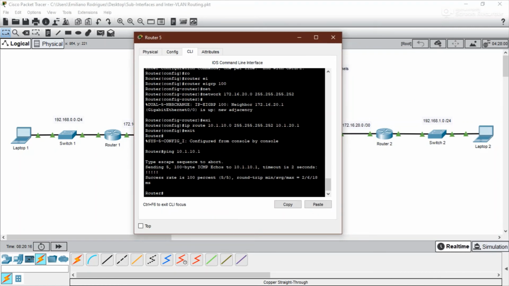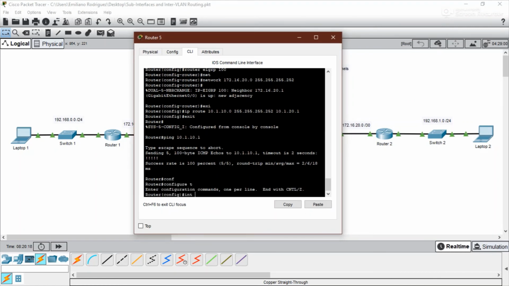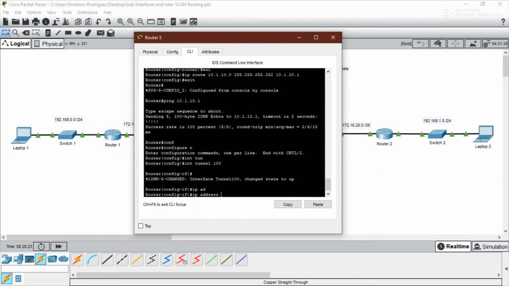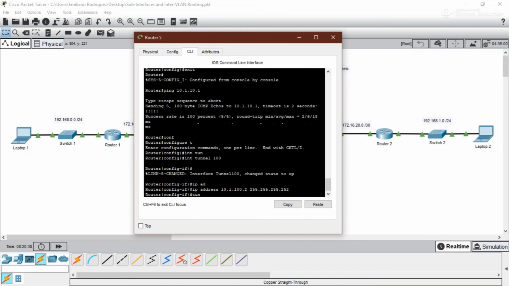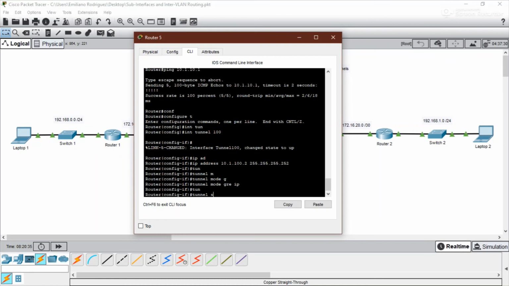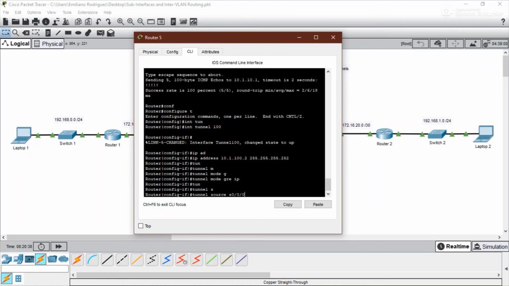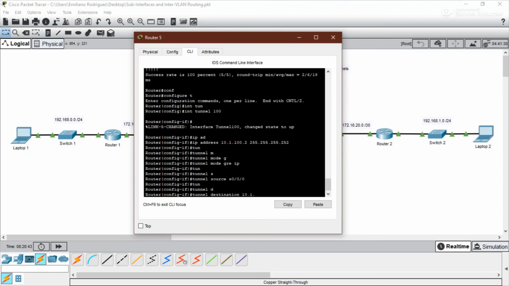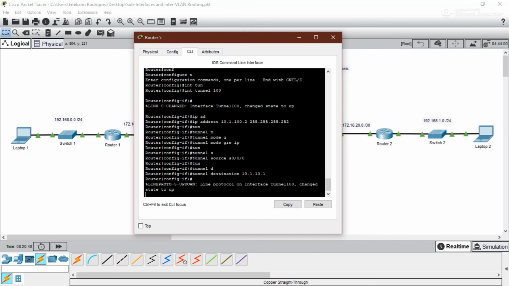For router 5, configure terminal, interface tunnel 100, IP address 10.1.100.2, 255.255.255.252 or /30. Tunnel mode GRE IP. Tunnel source 0/0/0. Tunnel destination 10.1.10.1. Line protocol on interface tunnel 100 has changed state to up.